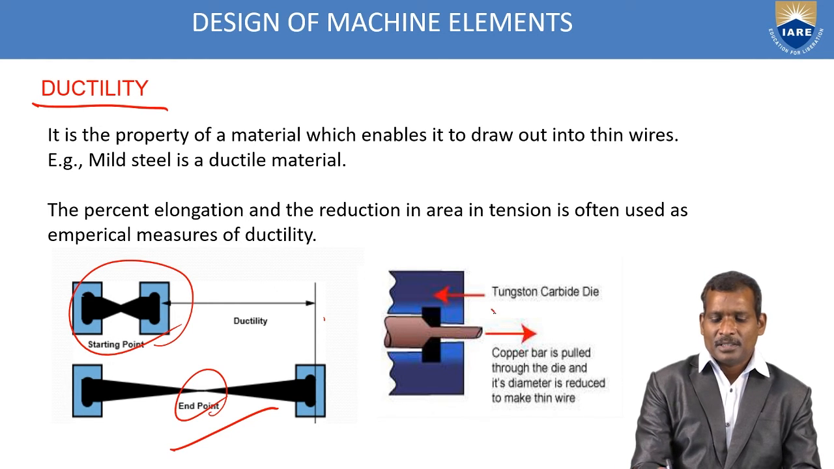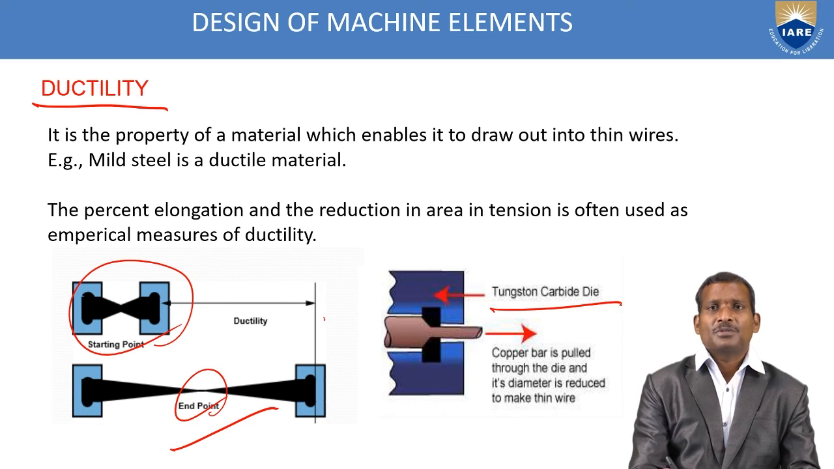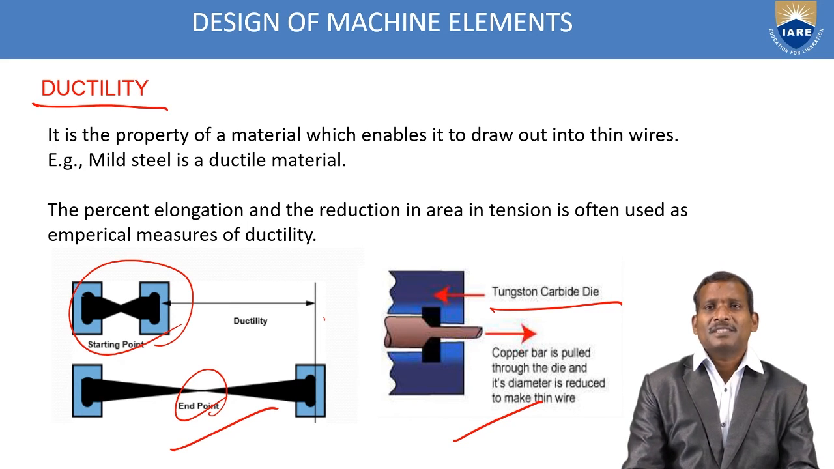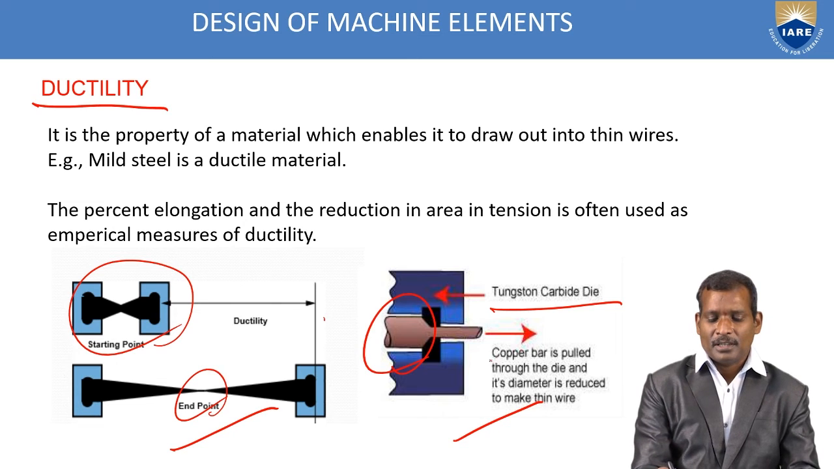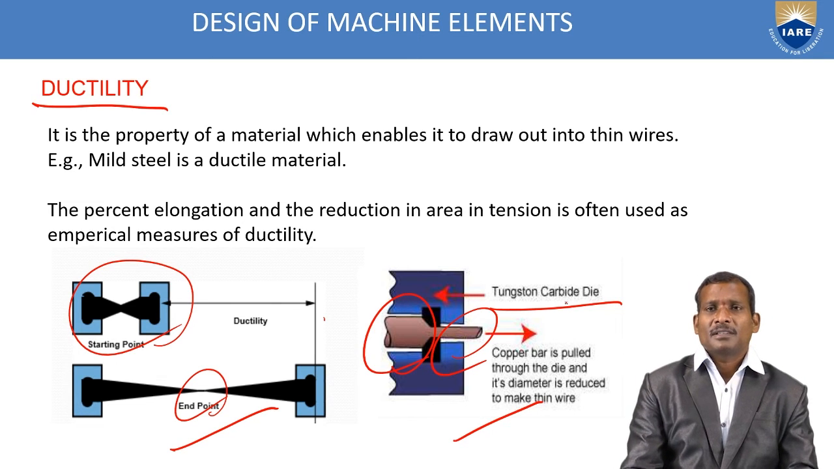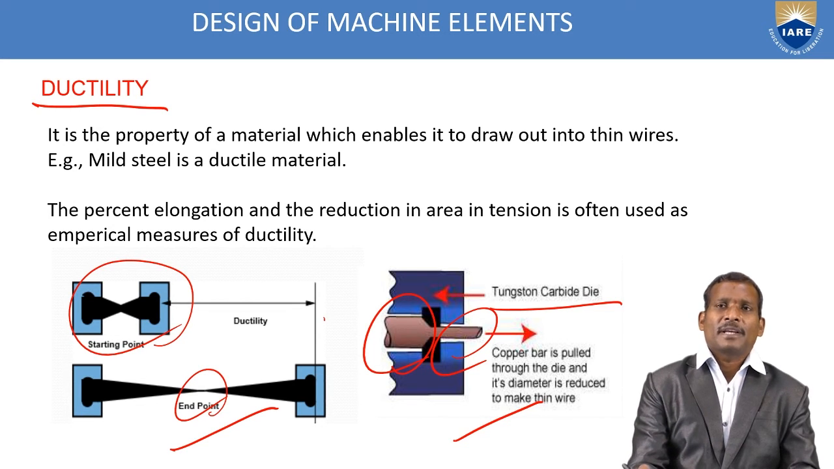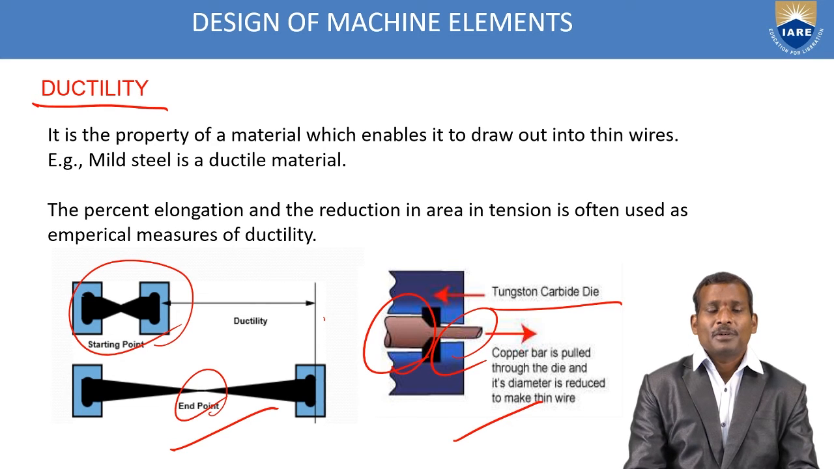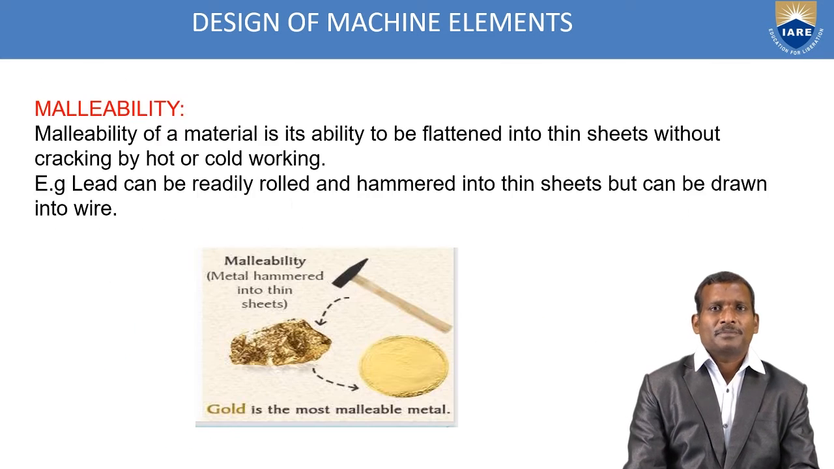See in this diagram, a tungsten carbide die is used to elongate the copper bar. This copper bar is pulled through the die and its diameter is reduced. The previous diameter is this much, and after reduction of area, the diameter is changed. You can use another tungsten carbide die and draw very small diameter thin wires. This type of property is called the ductility property.